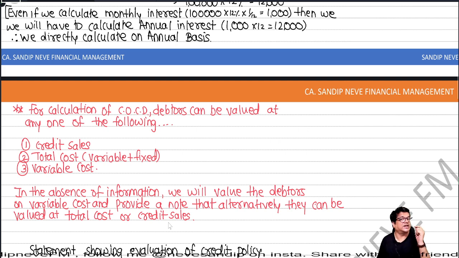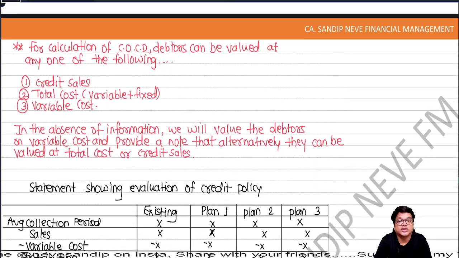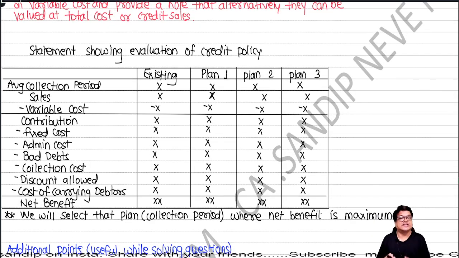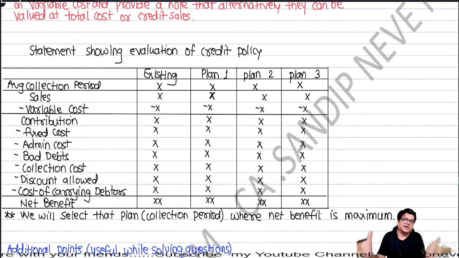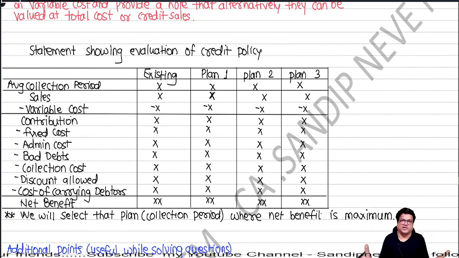It can be done on credit sales also. Correct? Okay, in general, how would the answer look? The answer would look something like this: Statement showing evaluation of credit policy. Not all the answers would look like this, but it's a kind of a setup.